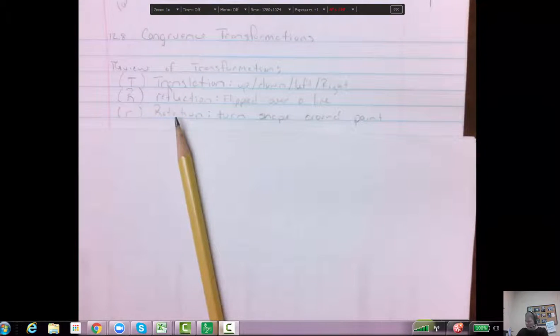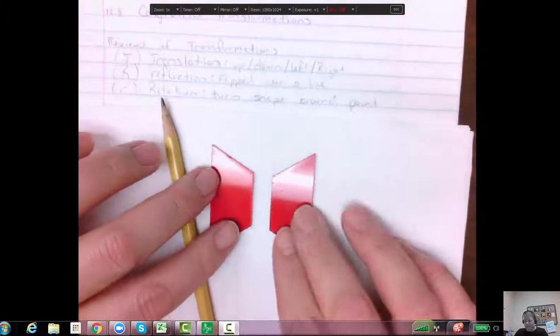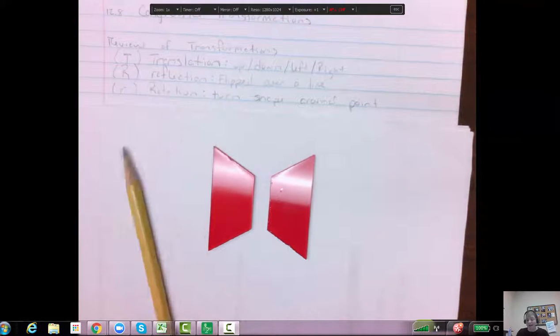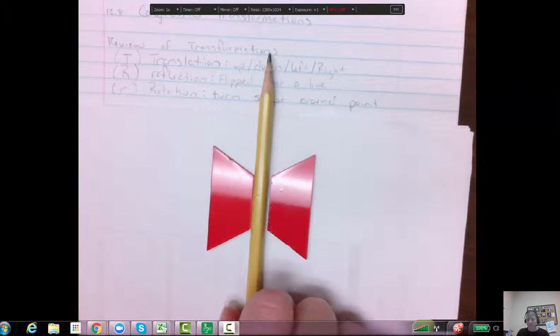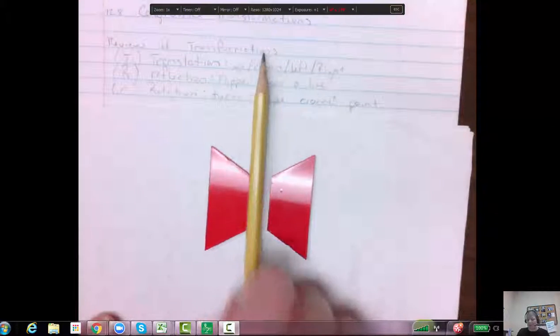an image of itself. So I guess I don't have two of these shapes, do I? I was trying to think of shapes that are a little easier to see. Okay, so this would be an example of a reflection with the line being right down here where it's reflected across. You can kind of see the mirror image.